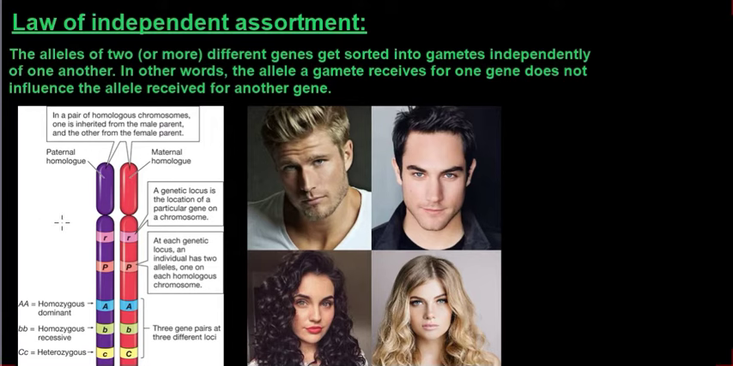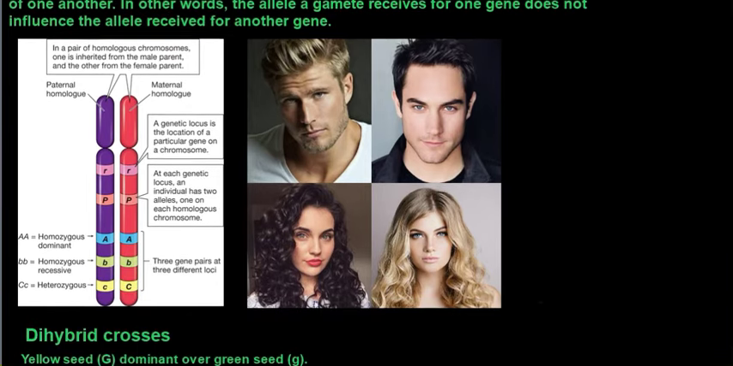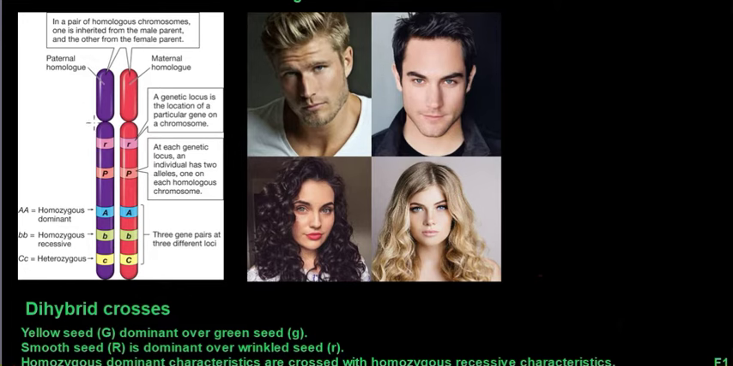Looking at Mendel's law of independent assortment, it is the alleles of two or more different genes that get sorted into gametes independently of one another. In other words, the allele a gamete receives for one gene does not influence the allele received for another gene. Now, if that doesn't make any sense to you, let's look at this diagram over here.